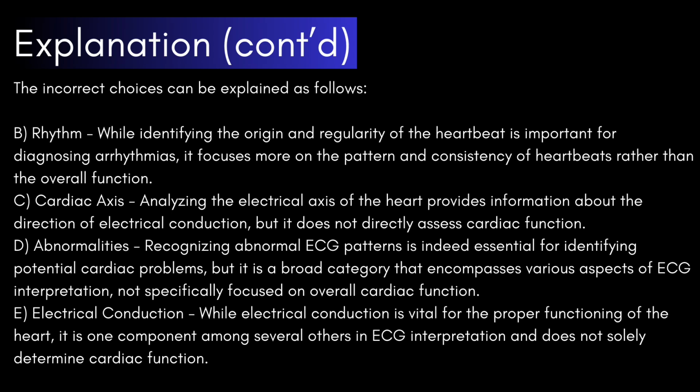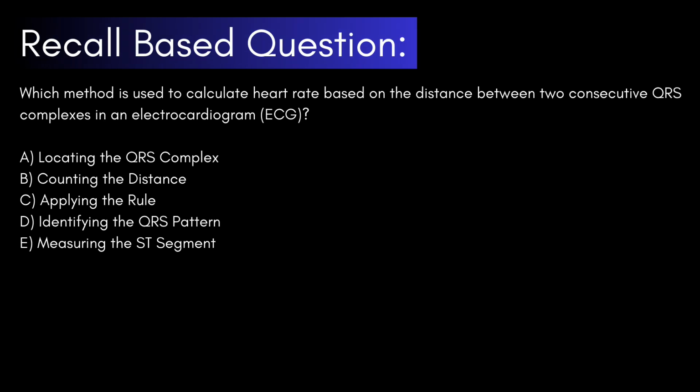All right, now that we have covered this question, let's move on to look at the next question. Which method is used to calculate heart rate based on the distance between two consecutive QRS complexes in an electrocardiogram, ECG?